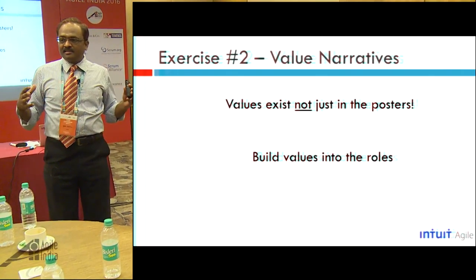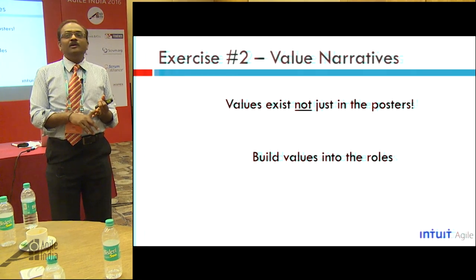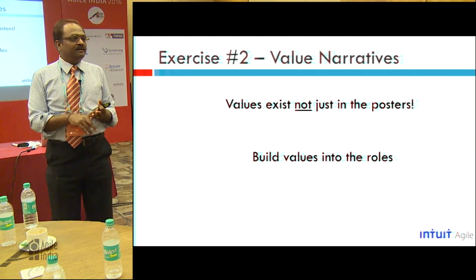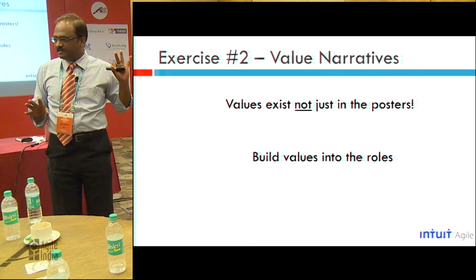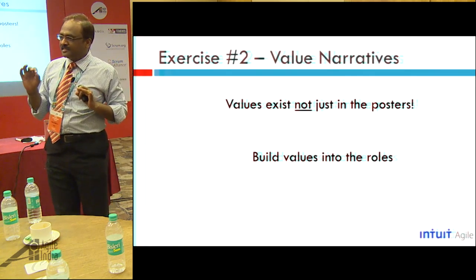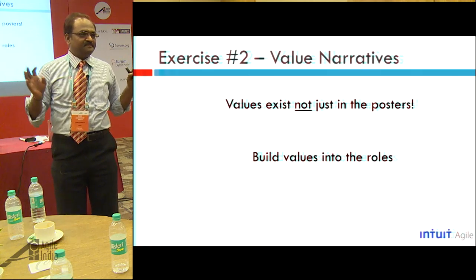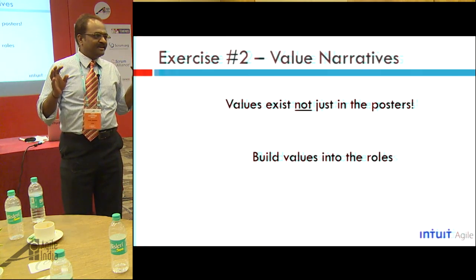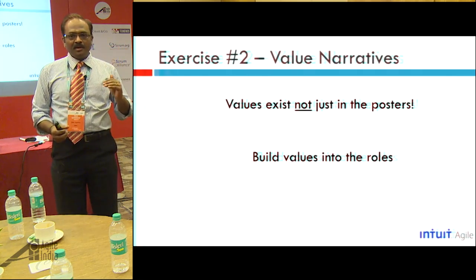My organization's values are: be courageous, win together, and integrity above all. These are the three values for my organization. Be courageous is the value I'm focusing on, and the role I'm picking is a scrum master. This is an exercise that you do with the teams, okay? So I'm picking the role of a scrum master, and the narrative that I give is this.